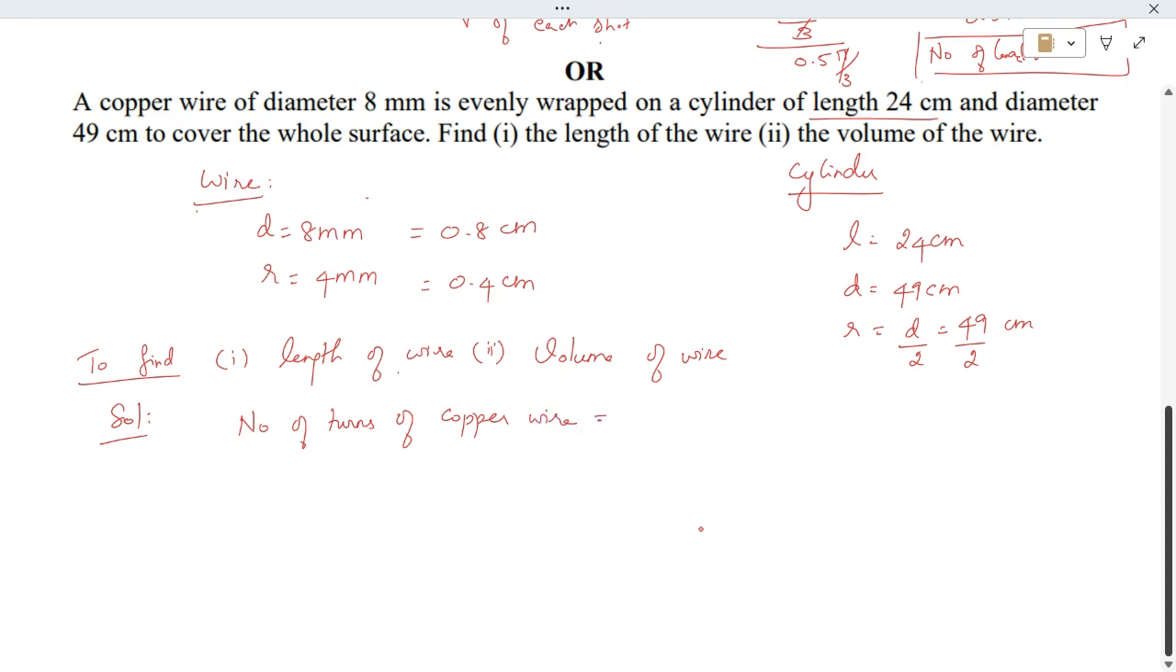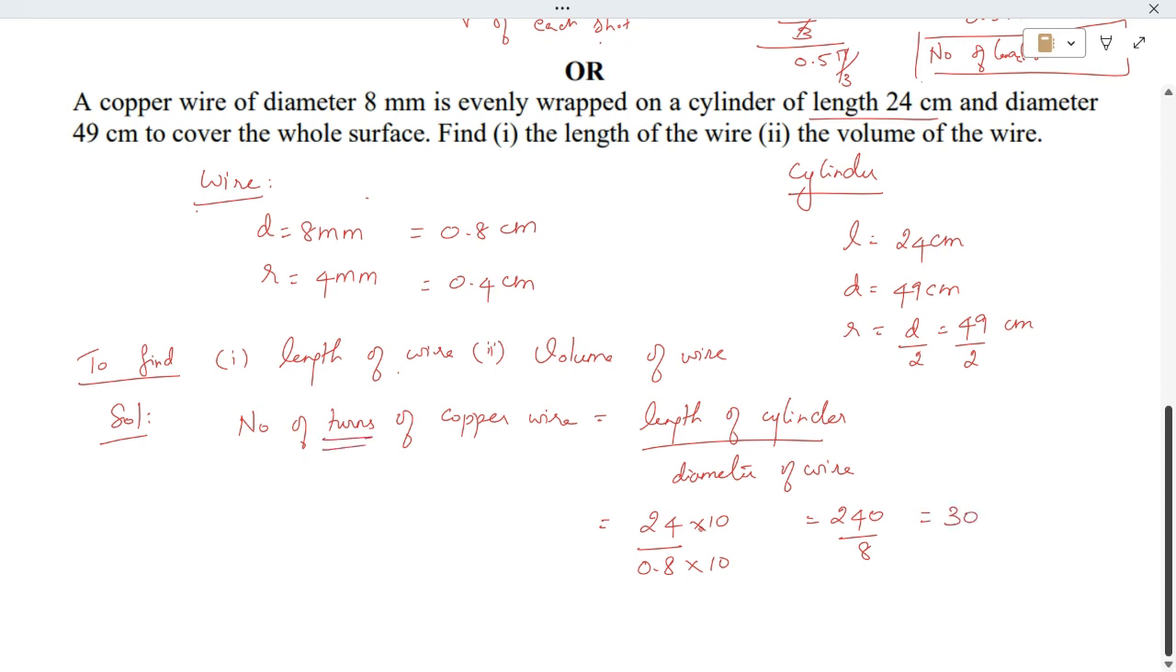So what is the total length of the cylinder? The total length of the cylinder is 24, right? So that divided by the diameter of the wire will give you the number of turns the wire has wrapped around the cylinder. So 24 centimeter divided by 0.8, so multiply by 10 to remove the decimal in the denominator. So it will be 240 by 8, that is going to be 30. So number of turns the copper wire has been wrapped is 30.